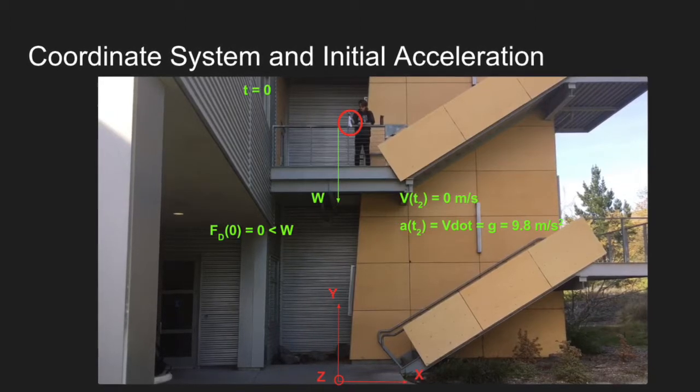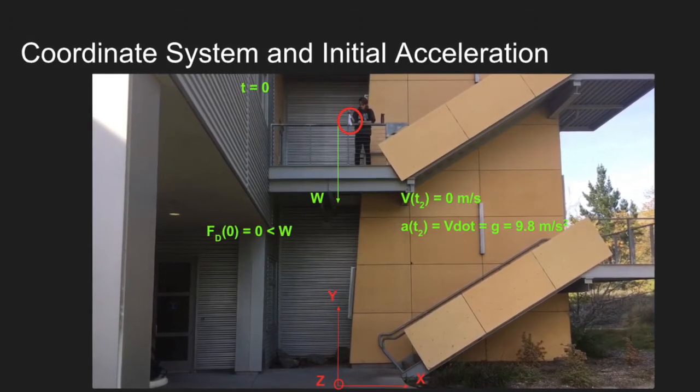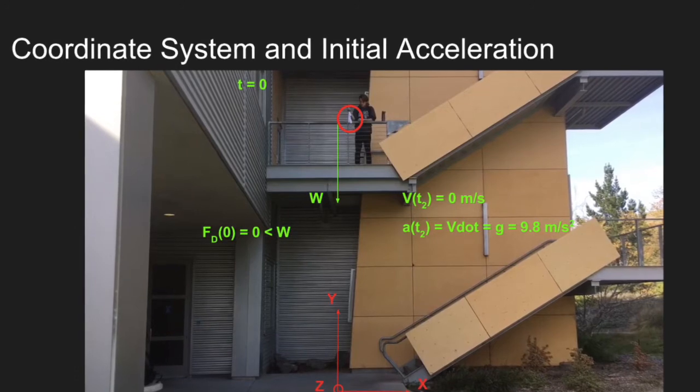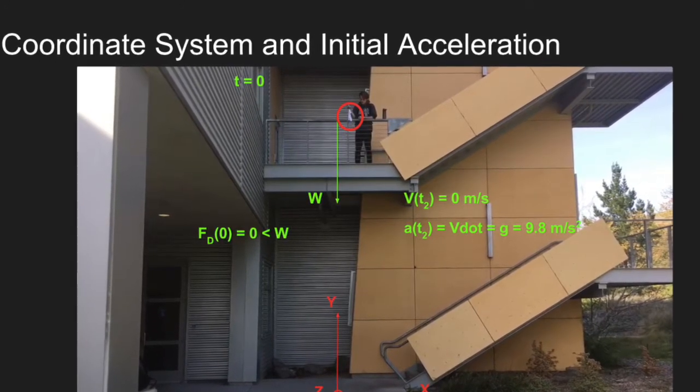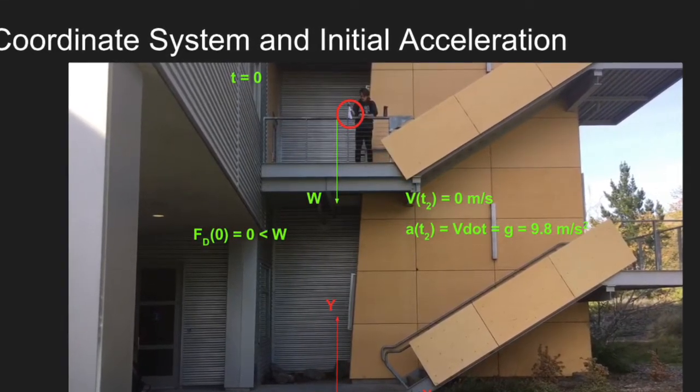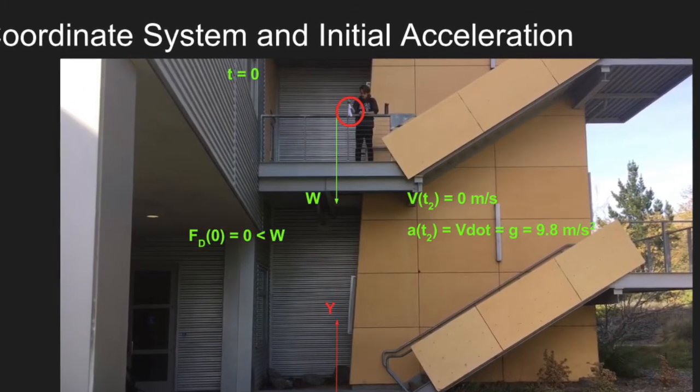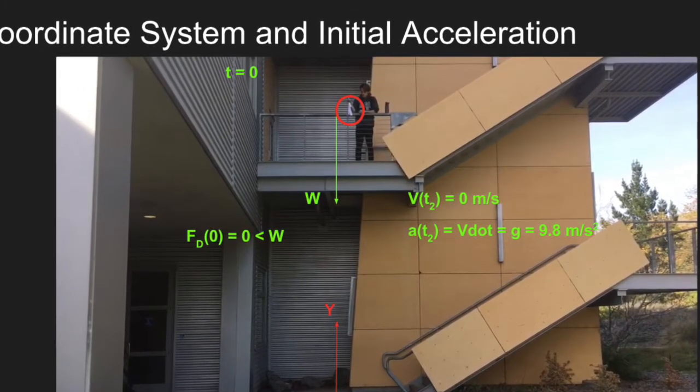Now let's try to explain what is occurring. Here you can see the object at time t equals 0. As you can see, the weight is not opposed by any drag force, so the acceleration is equal to g and the velocity equals 0.